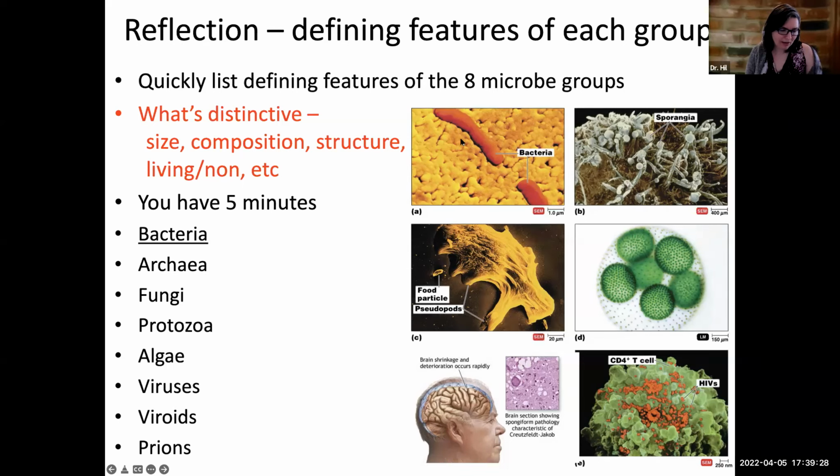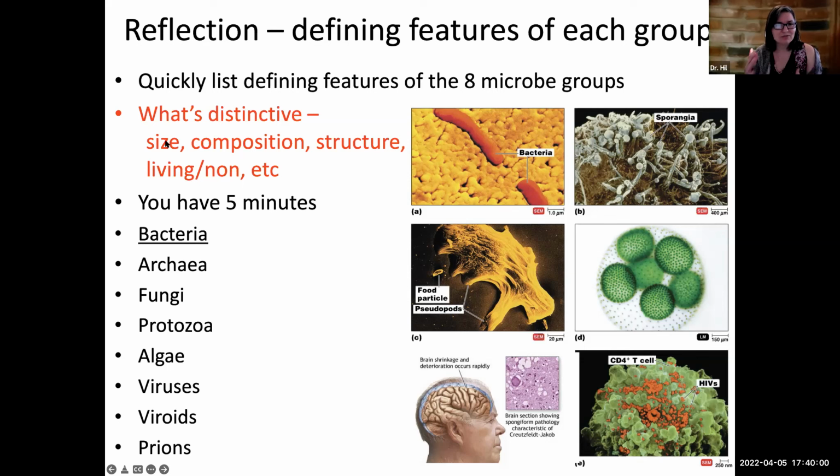Okay, next we really want to tackle the idea of what the types of microbes are and what defines each group. What makes a bacterium, an alga, an alga? So here are the 8 groups that we're going to study in this class. I'm going to give you about 4 or 5 minutes to write down or look up everything that you can remember or find out about these groups. Try to keep it simple.